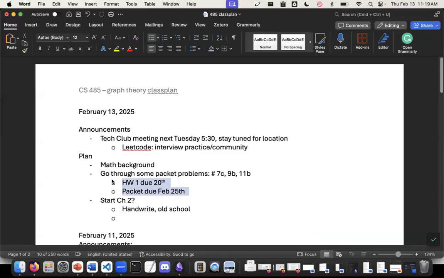Make sure you bring pencil and paper or tablet and pen to write on Tuesday, because we'll transition into that style of lecture.